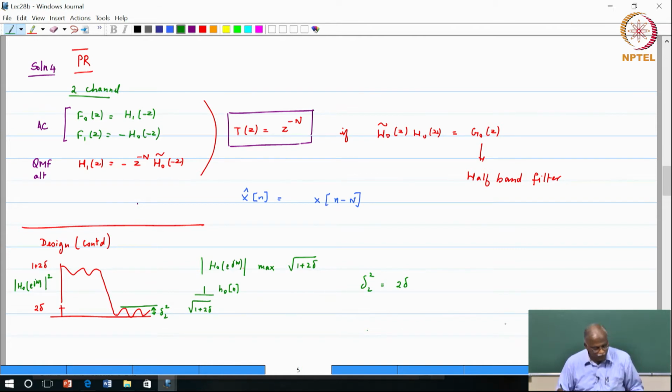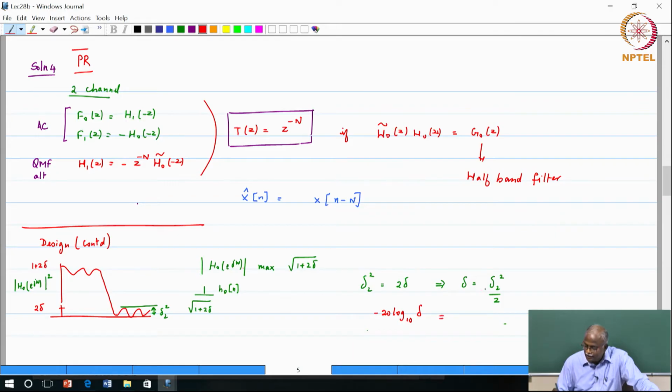Here delta is the ripple of the half band filter. So, this would be delta 2 squared divided by 2. Now, just so that we complete the discussion, if I wanted to write this in dB, conversion to dB or attenuation will be minus 20 log base 10 of the stop band ripple. That will be the attenuation for the half band filter.